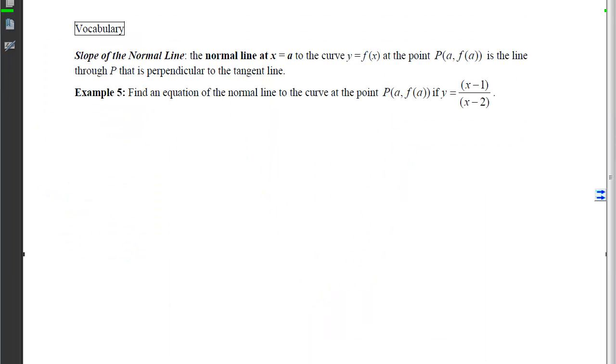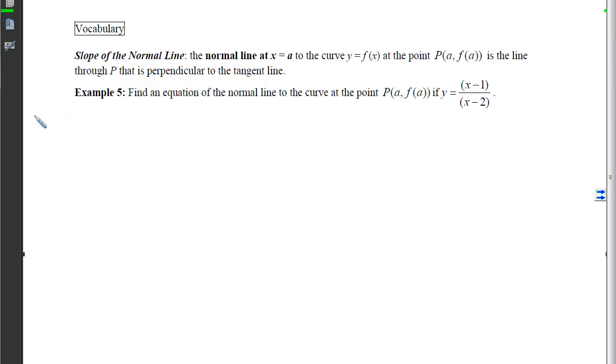We have one more example that goes with this objective, and that is involving normal lines. So we need to know that the slope of the normal line is the same as the slope of the tangent line, except you're going to do the opposite reciprocal because normal lines and tangent lines are perpendicular to each other. So in example 5, we want to find an equation of the normal line to the curve at this point if y equals this kind of complex fraction. It's going to be rough, but we'll get through it because we have lots of algebra skills.